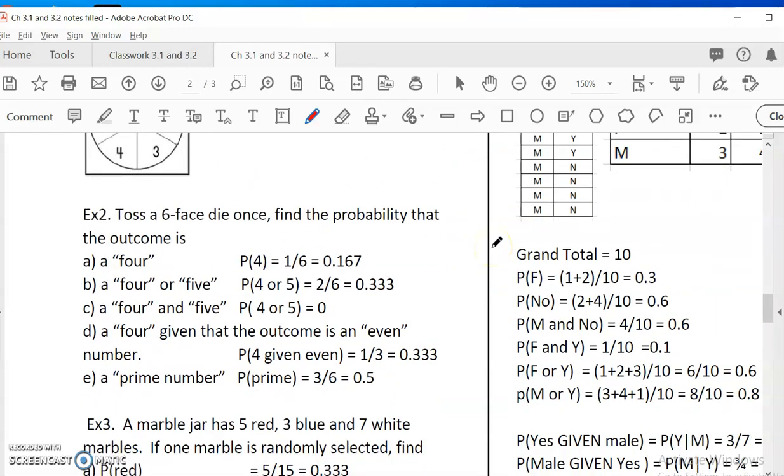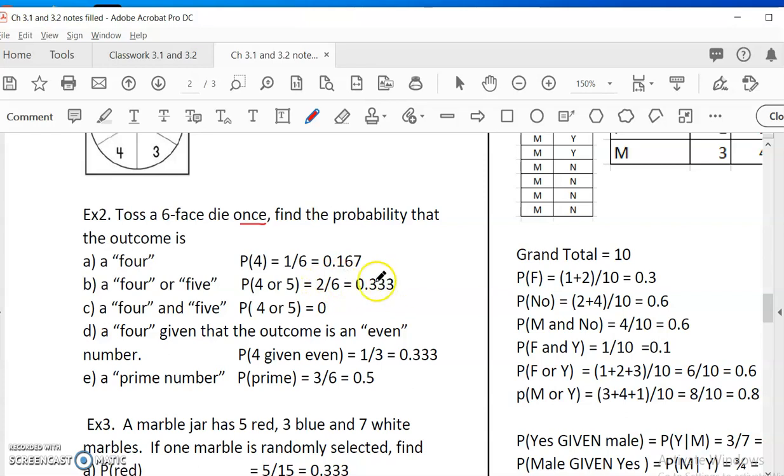Second example is a 6 face dice, you toss it once, and you want to find the probability of getting a 4. So the probability of 4 is there's one way of getting 4, so it's 1/6. We talked about those before. Probability of 4 or 5. You can do 4 or 5 or both, but there are just two cases of 4 or 5.